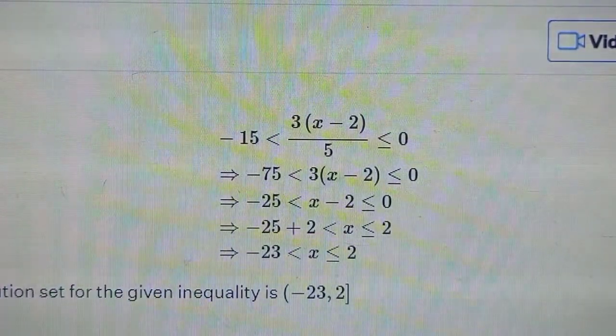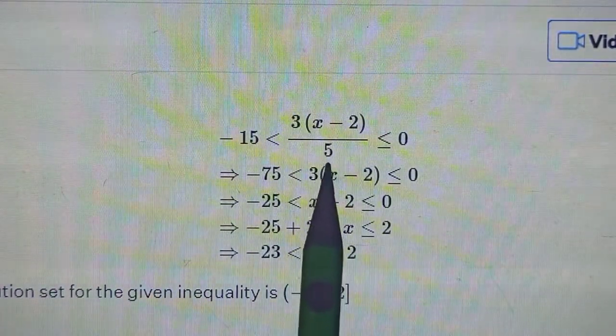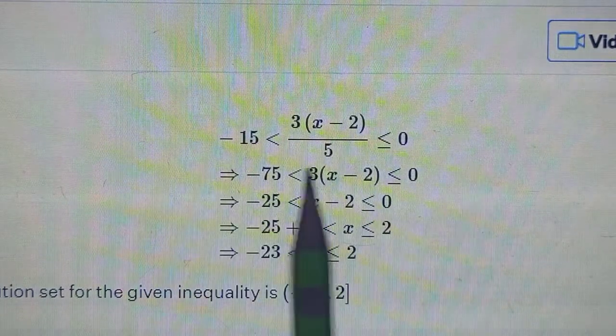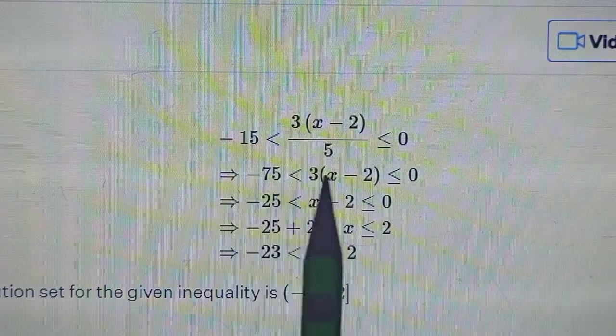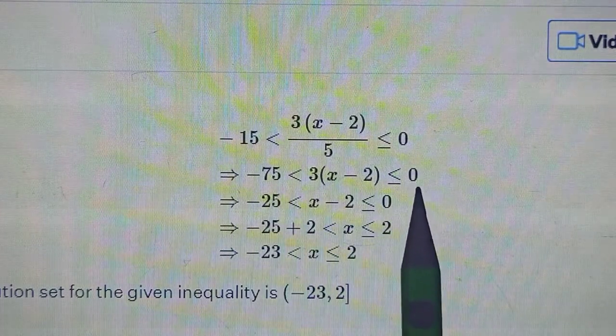You can see the fourth one also similarly, children. Now I think by now you've understood what has to be done. To remove this 5, multiplying throughout by 5. So minus 15 into 5 will become minus 75. 0 into anything remains 0 only.